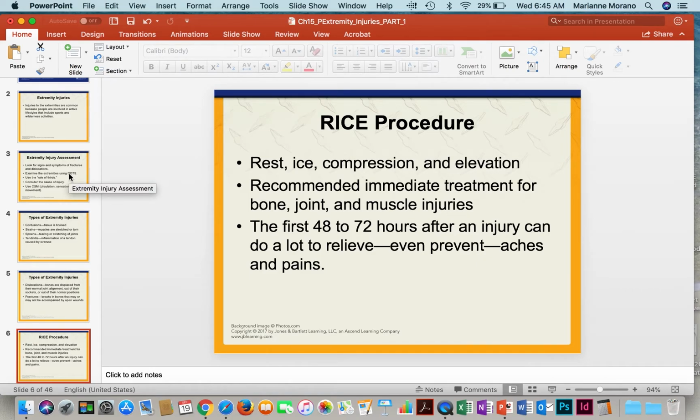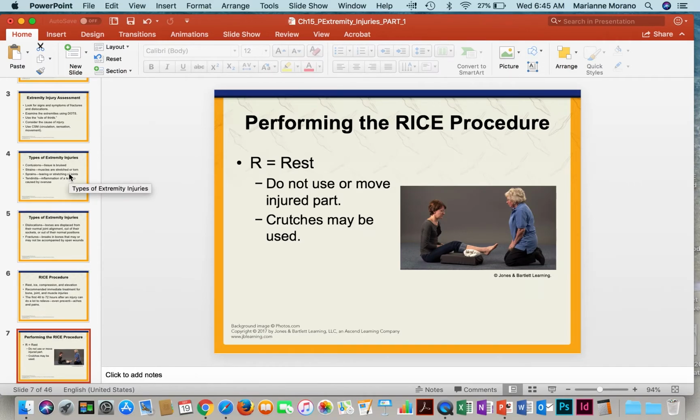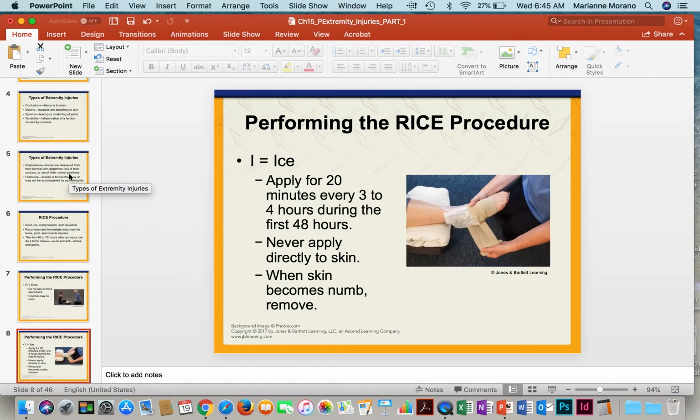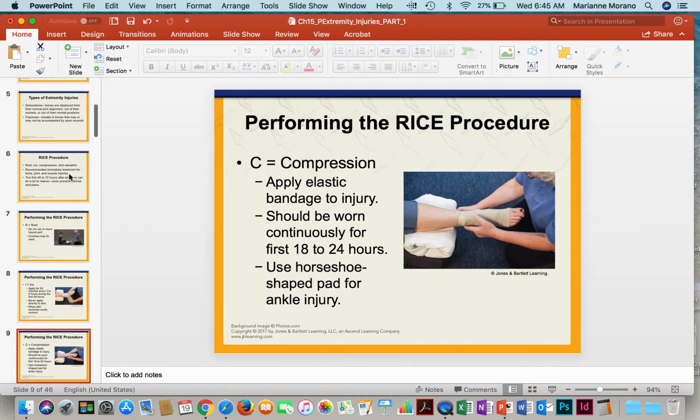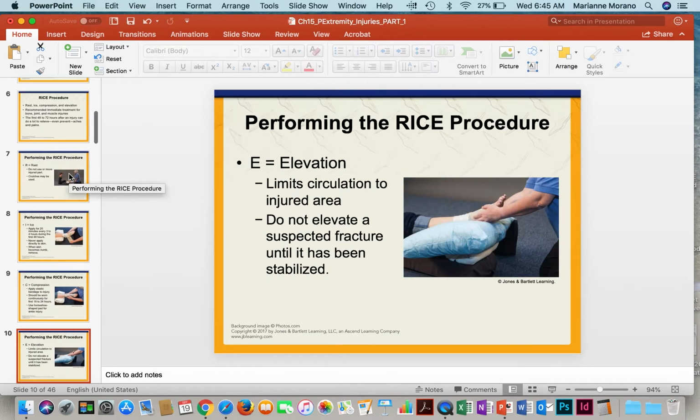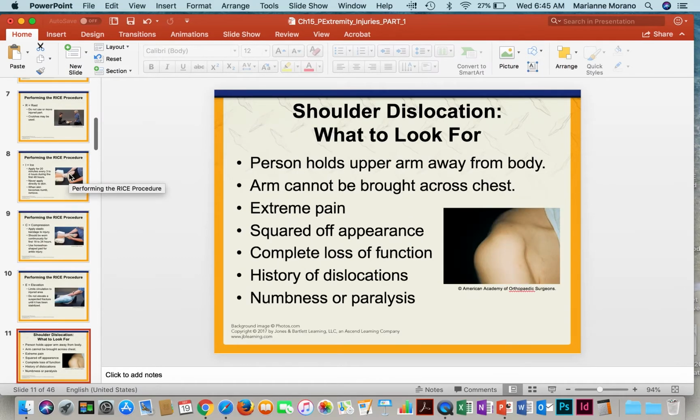The RICE procedure we've already discussed includes rest, ice, compression, and elevation, and that is recommended immediately after an injury. The first 48 to 72 hours can do a lot to relieve and prevent aches and pains. So R is rest, don't move the part. Ice, apply 20 minutes every 3 to 4 hours in the first 48 hours, and don't apply it directly to the skin. Compress with an elastic bandage, and it should be worn for the first 18 to 24 hours. Elevation, don't elevate a suspected fracture until it's been stabilized.